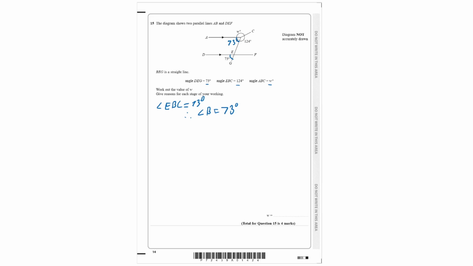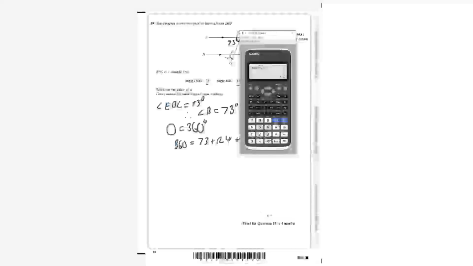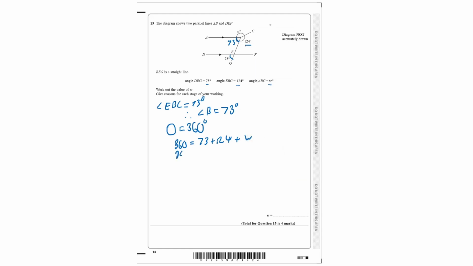Okay. Now that we have angle B and 124, we see that it makes up one whole circle. So we can write here, one circle is equal to 360 degrees. If we subtract 73 and 124, we can then find W. So 360 is equal to 73 plus 124 plus W. So we can actually combine 73 and 124. 73 plus 124 gives us 197. So we have 360 is equal to 197 plus W.